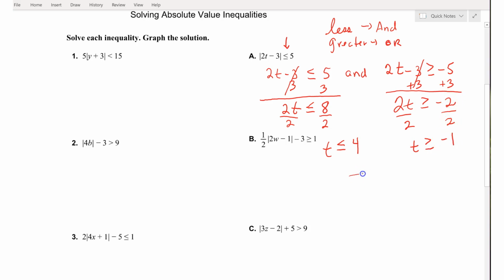So if I were to graph this, I have negative 1 and I have 4. It's closed. Why is it closed? Because there's an equal sign. This says t is less than or equal to 4, so it's going to go in this direction. This one says t is greater than or equal to negative 1, it's going to go in the other direction. So the solution is anything between and including negative 1 and 4.